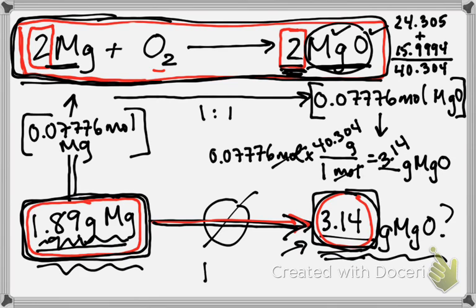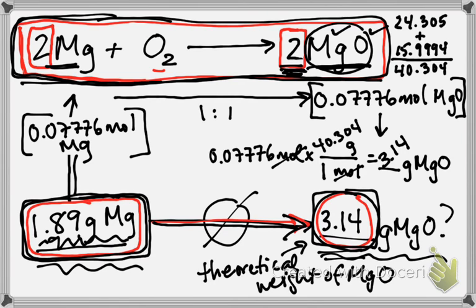And that right there, when you're looking at how to do your lab, is what we call the theoretical weight of magnesium oxide. It's the theoretical weight because it's what, if your experiment had gone perfectly, in theory, you should have gotten 3.14 grams of magnesium oxide. You may not have gotten that because in every experiment there's the possibility for error, little things go wrong, you don't do something quite right.